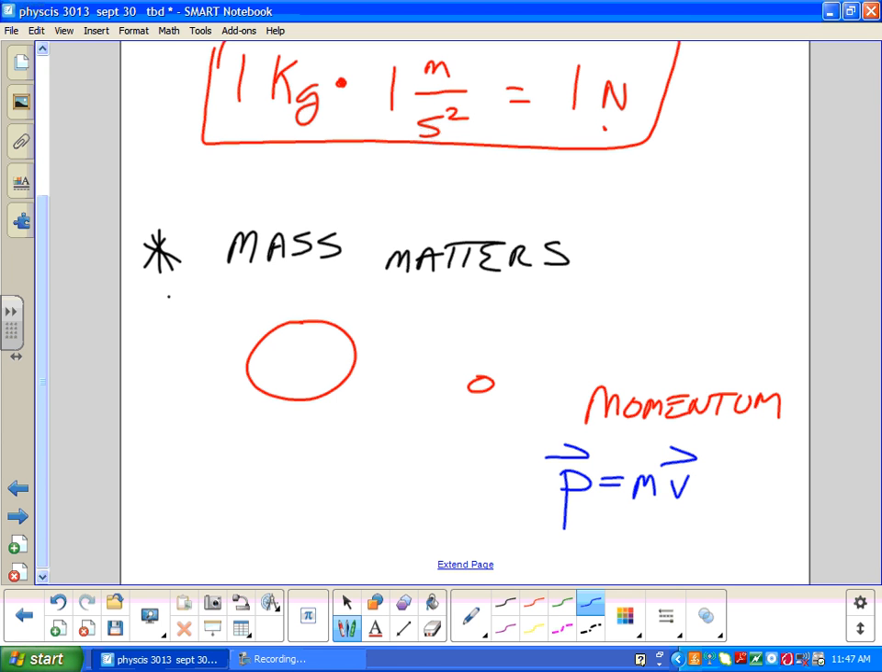Now, we've got to catch this: it is not a newton for a unit. If we look at the units that are going to happen here, this is not a newton. This is not a force, this is a momentum.